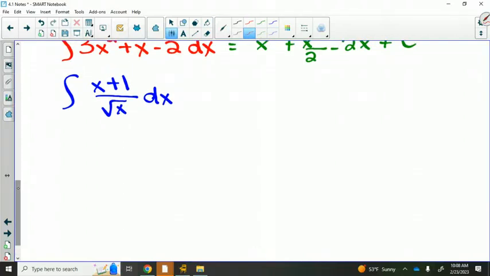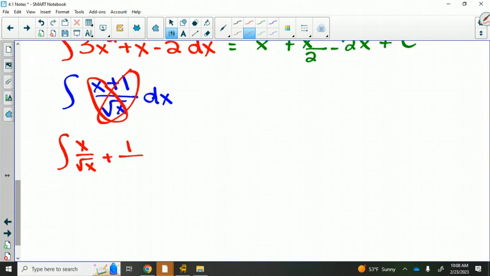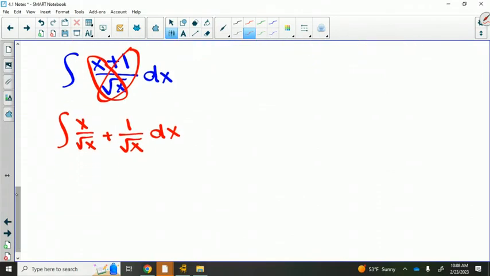First method is we could make separate fractions. So I could make this x over the square root of x plus 1 over the square root of x. So it's kind of like they were smushed together and we're separating them with their common denominators. And then once I make my separate fractions, I want to simplify this a little bit more. So thinking back to algebra, if this is x to the first power and this is x to the 1/2 power, when you divide, you're actually subtracting their powers. So this is x to the 1/2 plus this one, I need to bump it up. It'll be x to the negative 1/2.